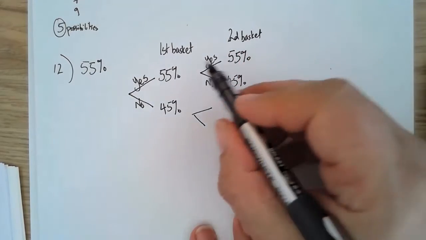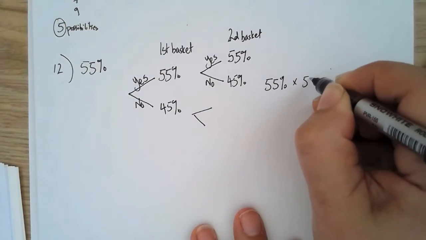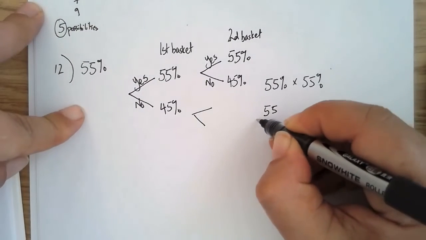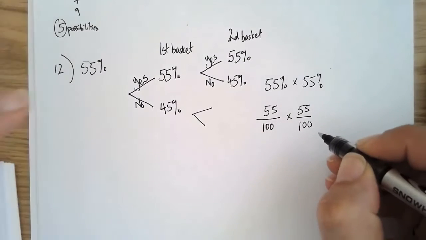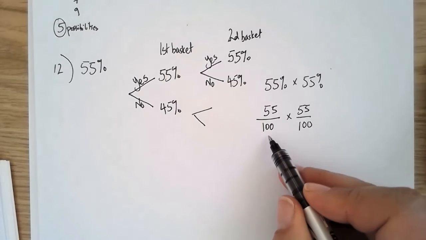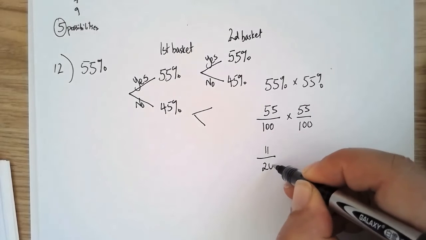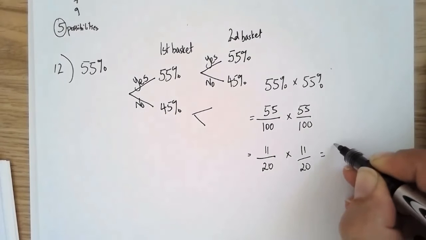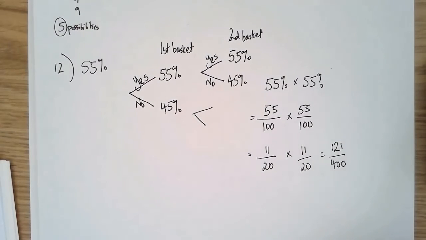In order to find the probability of both of them being a yes, we have to take 55% multiplied by 55%. So to make the math easier, what I'm going to do is convert that into a fraction. I'm then going to simplify this 55. I'm going to divide numerator and denominator by 5, which gives me 11 over 20 multiplied by, these are the same thing, 11 over 20, which gives me 121 over 400. And that is the fraction that describes the probability.